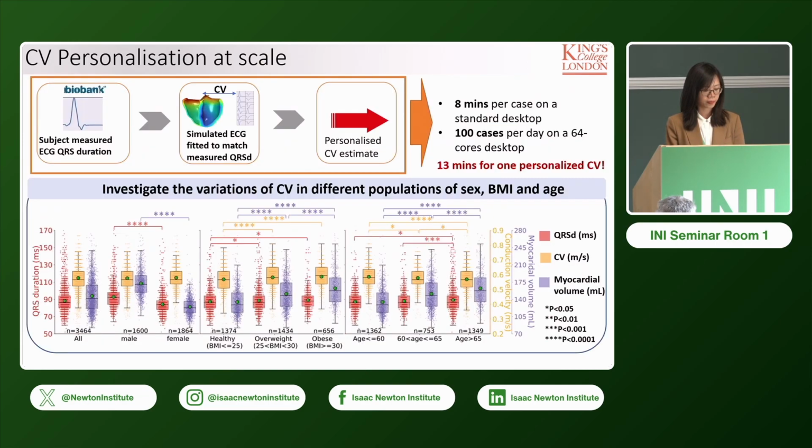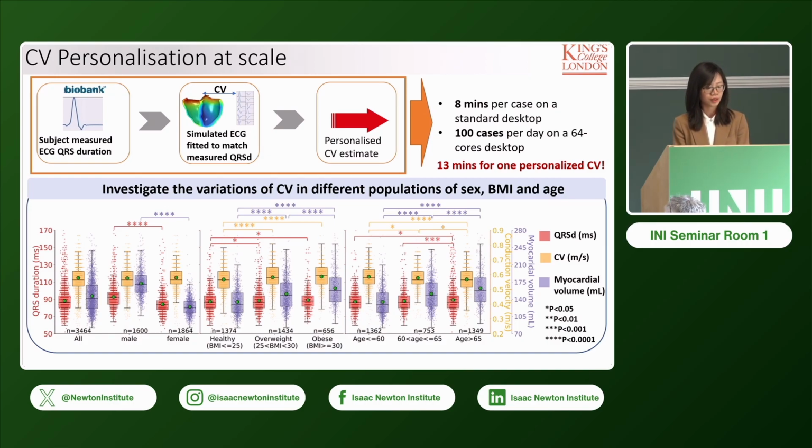So we can conclude here that the myocardial conduction velocity is the dominating parameter explaining the variation of the QRS duration. Given this is the most important parameter affecting the QRS duration, we can now reduce our parameter space to identify the personalized conduction velocity from the measured QRS duration from the UK Biobank. This whole process is also fully automated. It only takes 8 minutes per case on a standard desktop, and adding the previous anatomical personalization step, it takes only 30 minutes for one personalized conduction velocity, which I think is within clinical timescales.